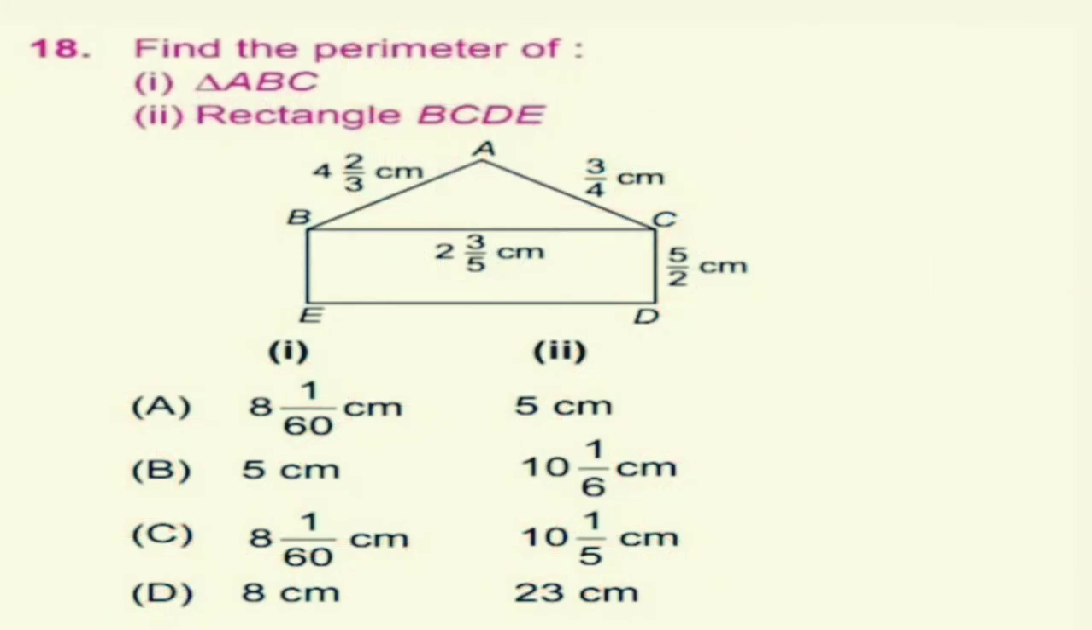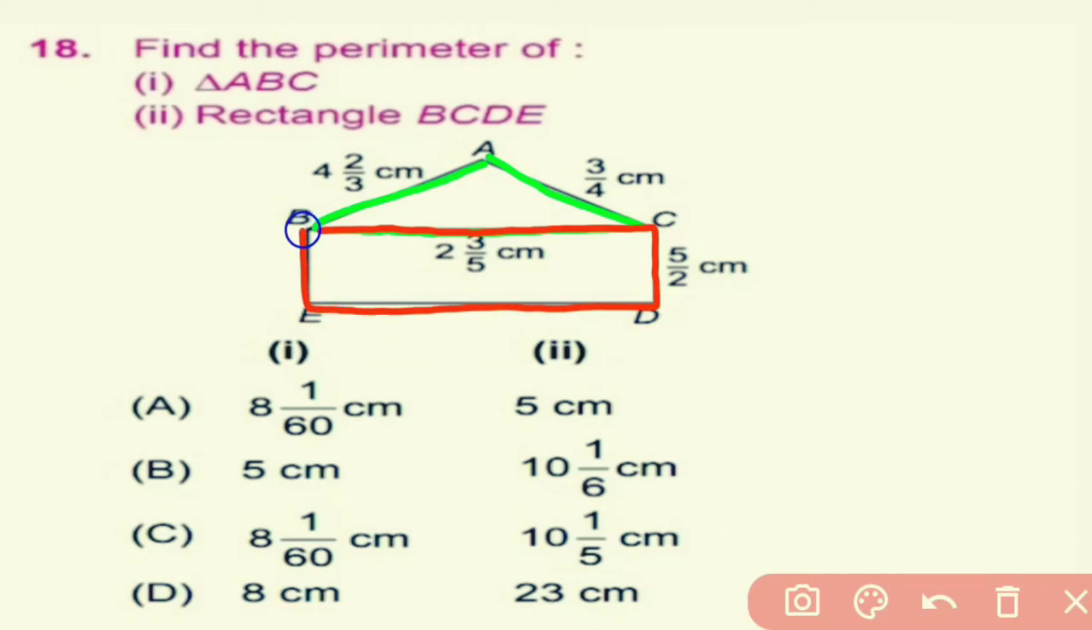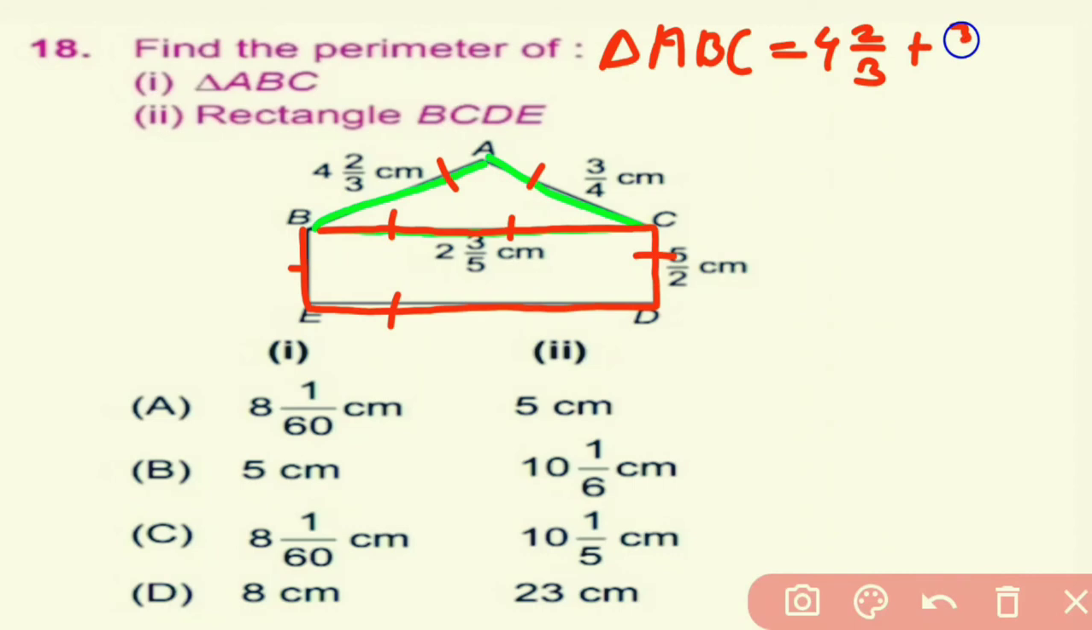Question number 18. Find the perimeter of triangle ABC and rectangle BCDE. Here we have to find the perimeter of the ABC triangle and rectangle BCDE. So this length is the same and this length is the same. So we first find out the perimeter of triangle ABC. Perimeter is the length of all sides, means this plus this plus this. So 4 2 by 3 plus 3 by 4 plus 2 3 by 5.